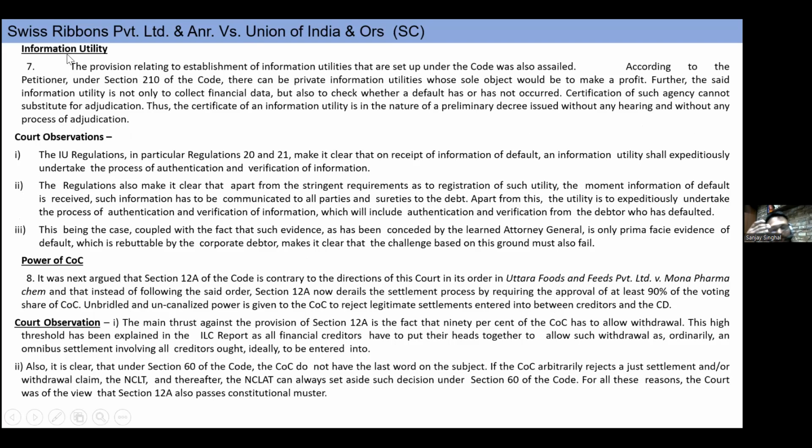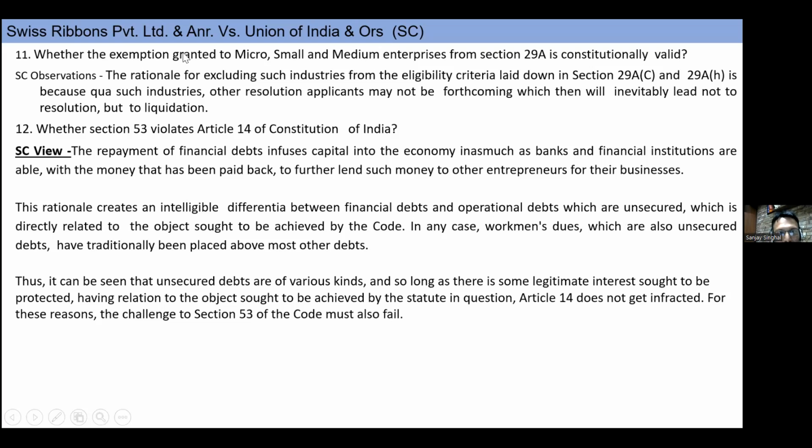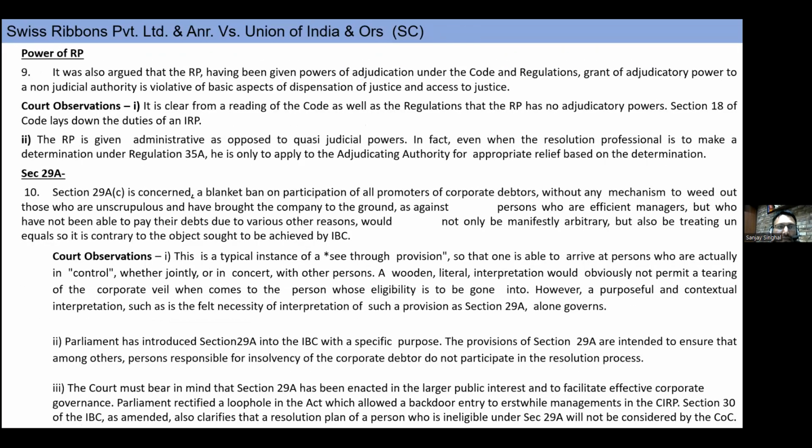In one case, they have challenged the information utility. They are saying that private parties or private companies can also establish an information utility. They have challenged the power of the COC as well. The power of the RP has been challenged. Section 29A has also been challenged. The exemption to the MSME under Section 29A has also been challenged. Section 53, which provides the waterfall mechanism, has also been challenged. Section 3 violates Article 14 of the Constitution of India. So these are the different challenges.